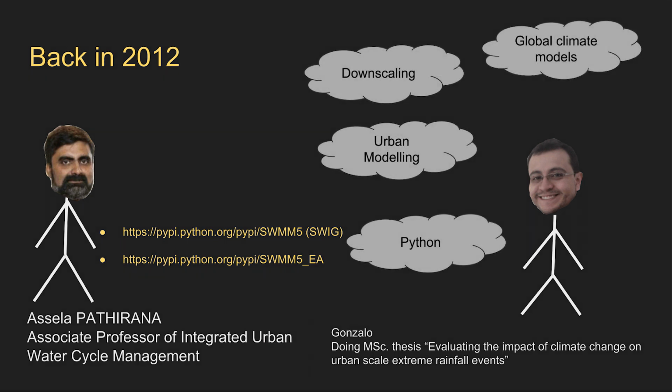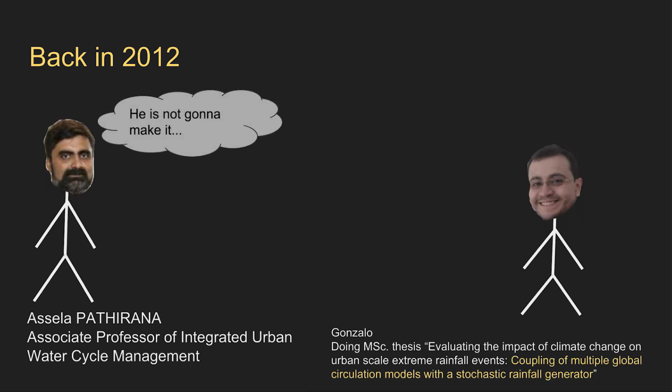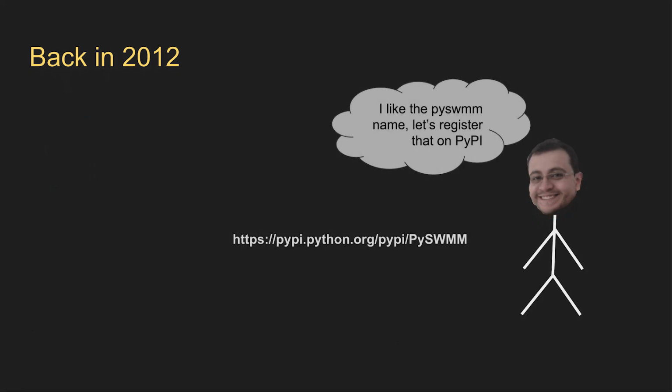At that moment, for my thesis, I wanted to do a lot of things. I wanted to work with global climate models. I wanted to do downscaling, urban modeling, and I wanted to do all this with Python and all the other tools that were available. But downscaling is hard. So basically, I just stopped with one part of it. And although at that moment I did not use the tool, I did think that it deserved a better name. So I went to PyPI and just registered a name, PySWMM.